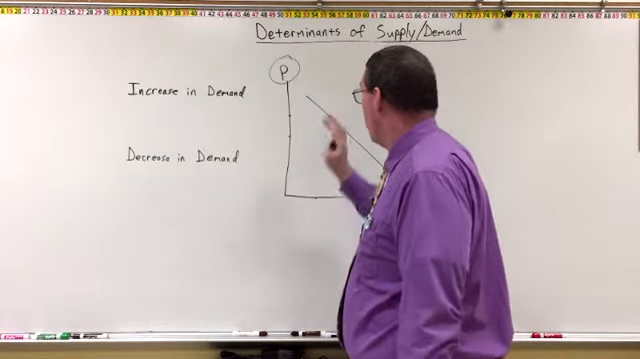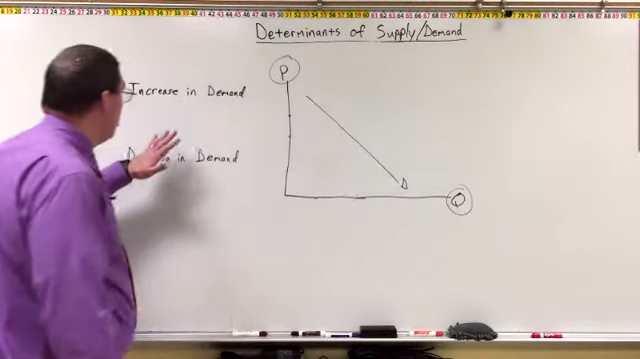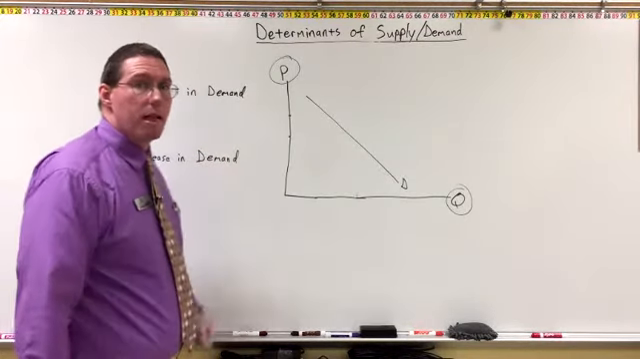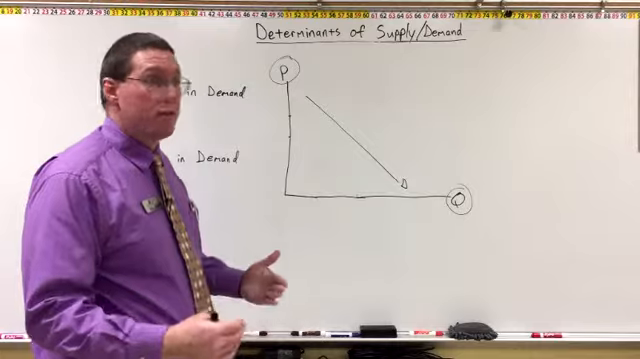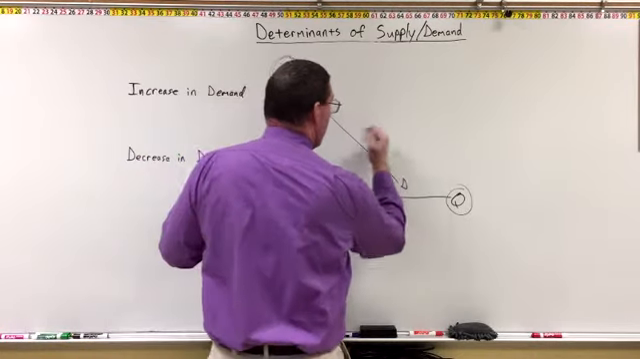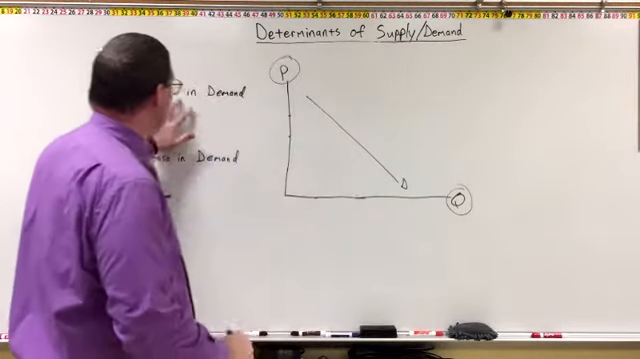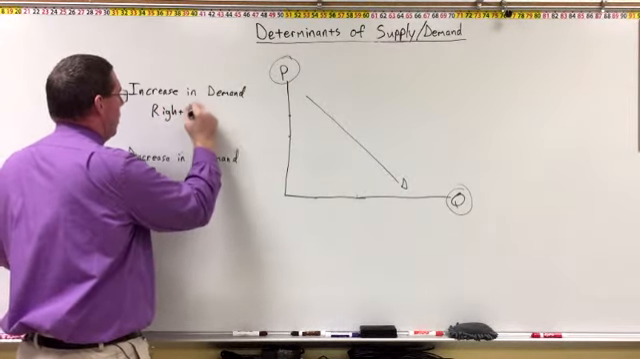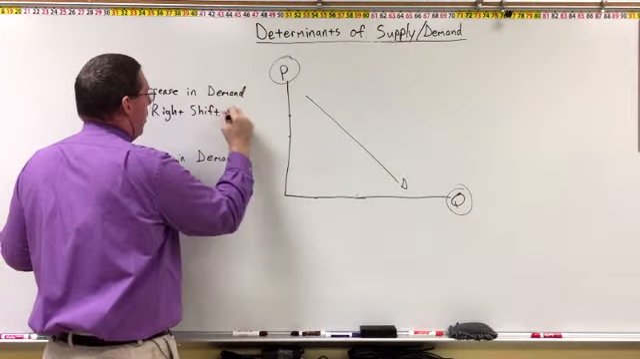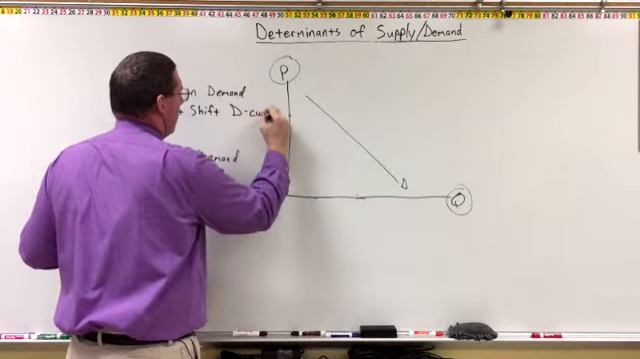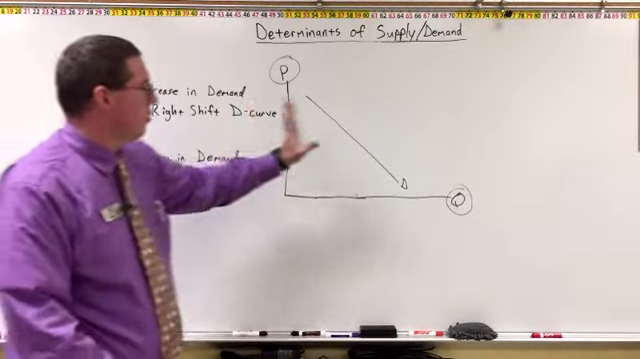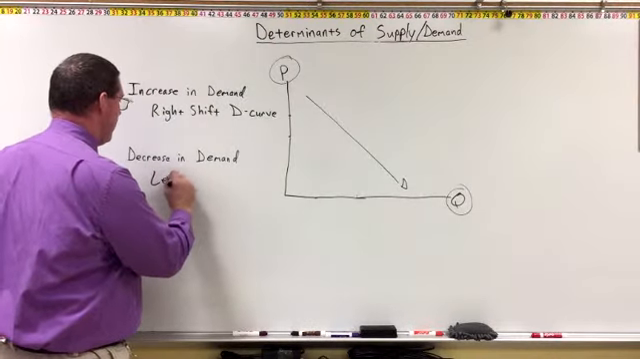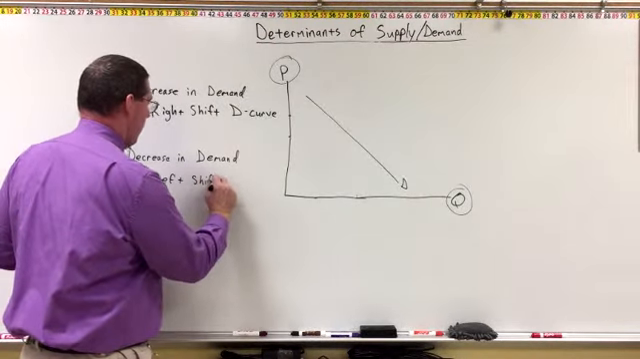But here's what I want to show you. On a market graph, how is an increase in demand represented? Well, remember in the last lesson we talked about shifts in the curve, that this curve can shift to the right and it can shift to the left. Well, an increase in demand would be a right shift of the demand curve. Okay, so the demand curve is going to shift to the right when there's an increase in demand, and a decrease in demand would be a left shift of the demand curve.